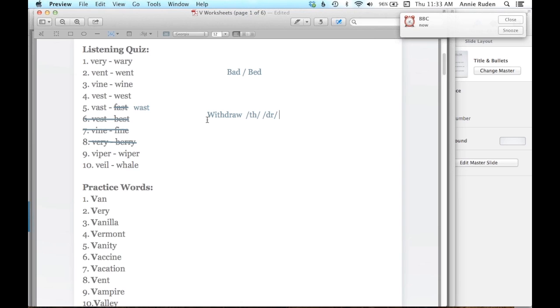When I'm saying it fast, "withdraw," it's just because my tongue has had a lot of repetition, a lot of practice getting into that position and then pulling back into the D. Withdraw.